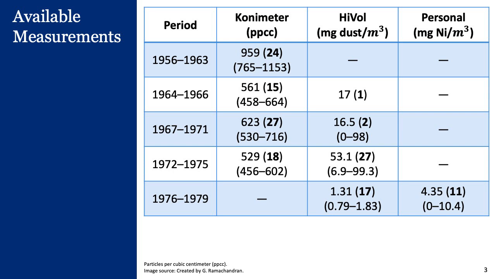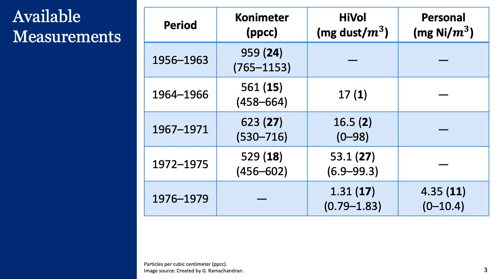So this is the period in which there was a lot of transition in the way exposure measurements were made, and for which we have fewer measurements than the later periods from 1980 onwards. So here you can see that measurements were made using three different instruments. In the earlier periods, an instrument called a conimeter was used that measured particles per cubic centimeter, PPCC units. And you can see that, for example, from 1956 to 63, during that entire period, only 24 measurements were made. That's the highlighted number in parentheses.